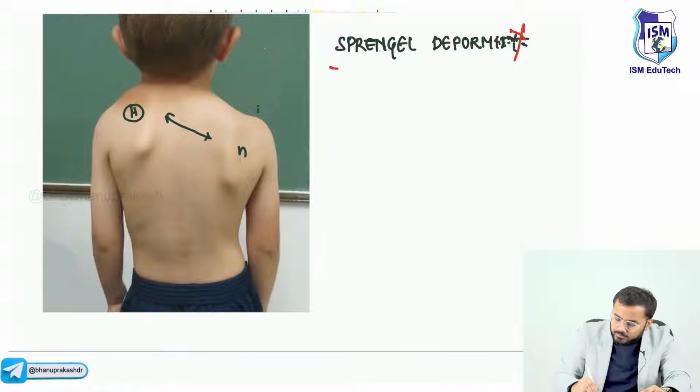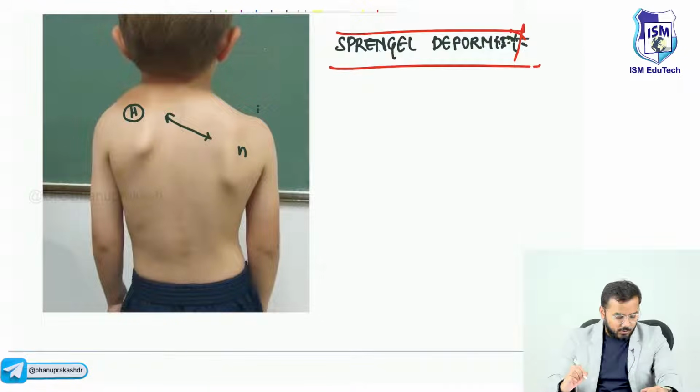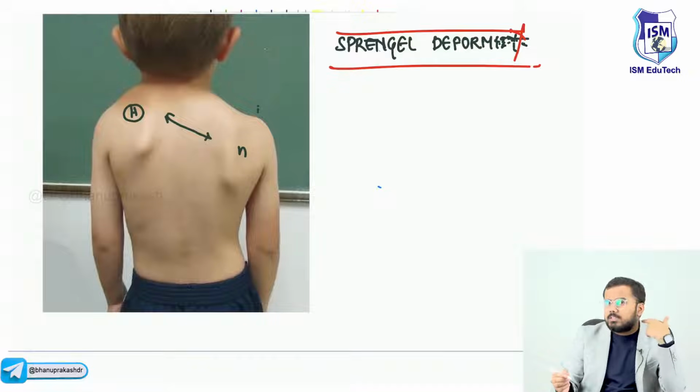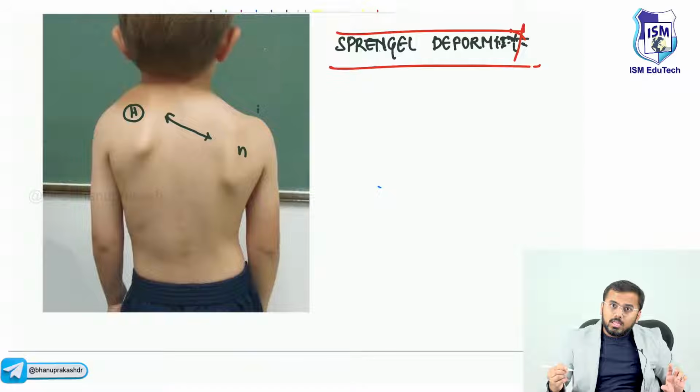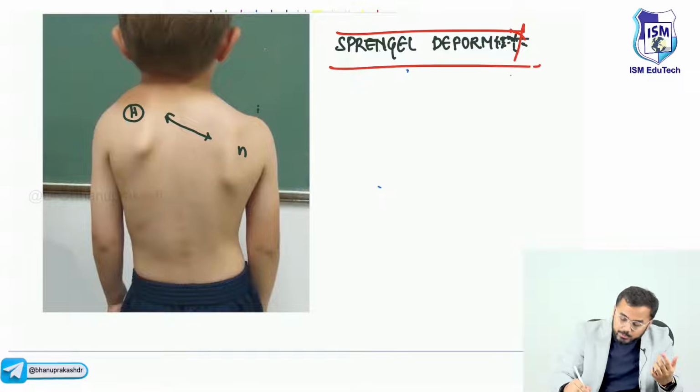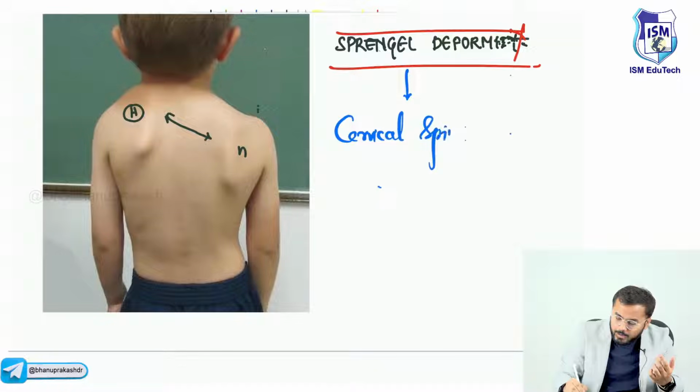So here, a very important thing you need to know: is the problem with the scapula or with the cervical spine? It is a problem with the cervical spine. It is just because of cervical spine abnormality that the scapula is not descending down. If cervical spine abnormality was not there, the scapula would have descended down, right? So Sprengel deformity is because of cervical spine abnormality.